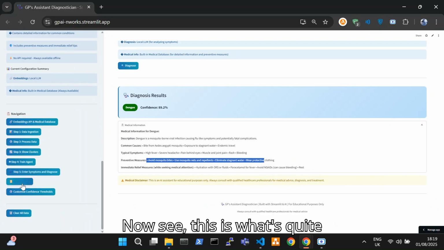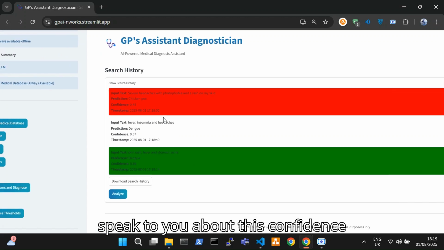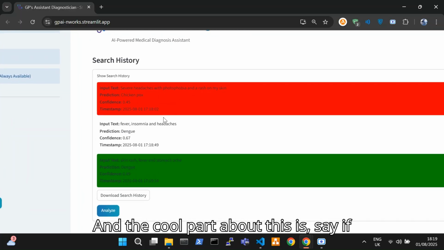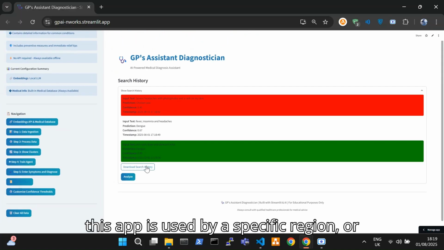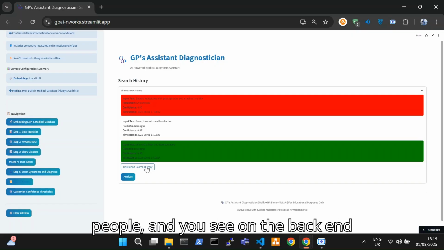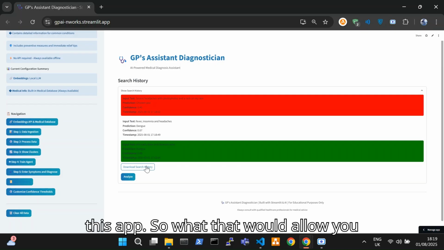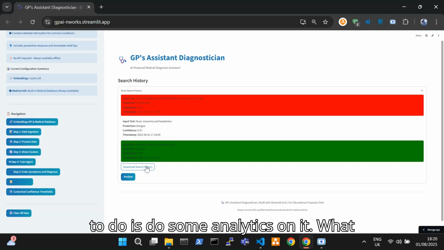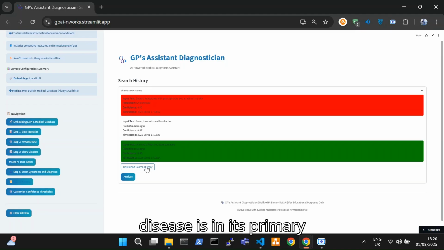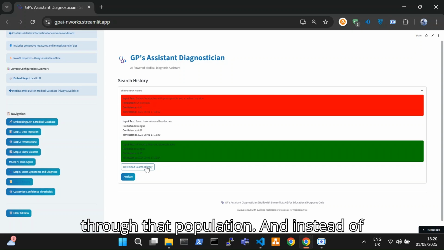Now see, this is what's quite interesting. I'll speak to you about this confidence interval and how you can reset it. But you can download this history. And the cool part about this is, say this app is used in a specific region by a group of people, and you see on the back end what sort of symptoms are being shot at this app. What that would allow you to do is some analytics on it. What disease is in its primary stage, rampaging through that population?